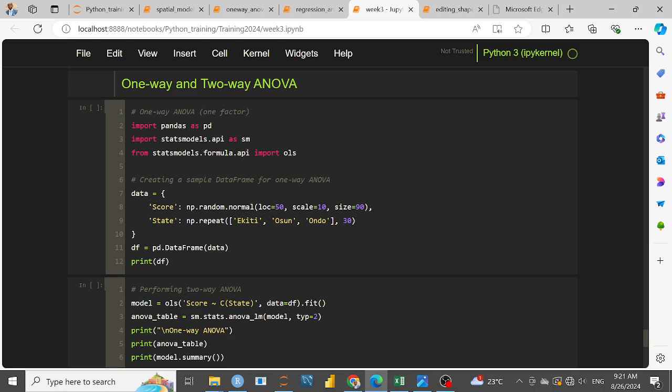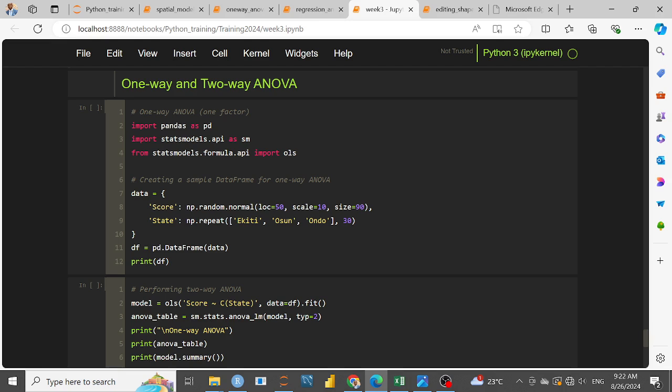So I want to see whether the mean of their scores varies across the 3 states, whether there is going to be a difference in the means of their scores. Maybe the state where they come from has something to do with the score they have. I'm considering only one factor, and the factor is just the state where they come from. These are 3 states from southwest Nigeria. So now I want to test this.